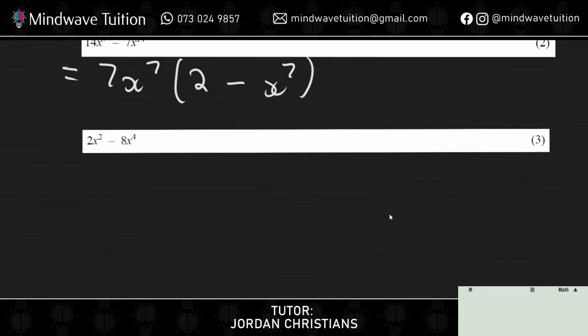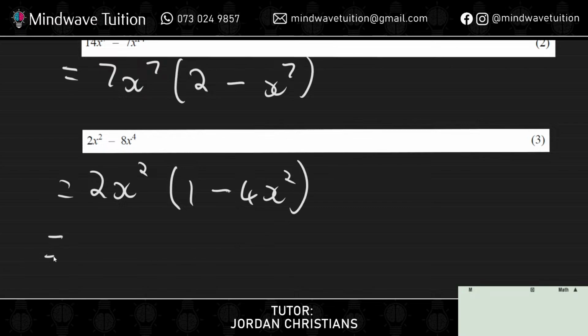Right, so 2x squared minus 8x to the power of 4. We have 2 terms being minused, but 2 and 8 are not perfect squares, so we want to look instead for a common factor, and the common factor here would be 2. So 2 is my common factor, and if you look at the x's, it's x squared and x to the power of 4, so we can take out x squared. What that leaves us with is, we completely took out the 2x squared, so that leaves us with 1, and we take out the 2, which means that 4 goes inside, and we take out x squared out of the x to the 4, so that leaves us with x to the power of 2.